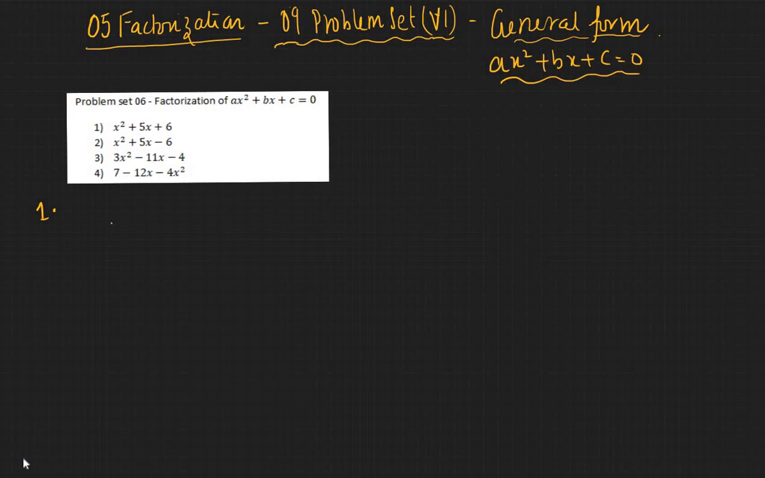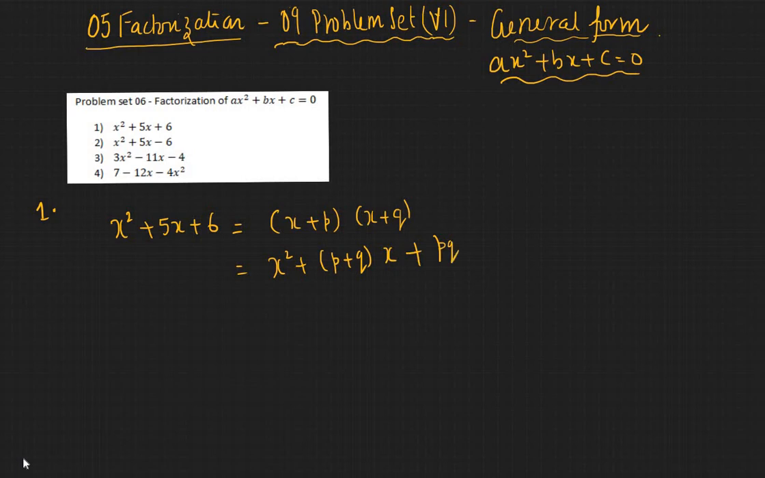So if you have, let's say, x squared plus 5x plus 6, let's assume that this can be written in the form (x plus p) into (x plus q), and this amounts to x squared plus (p plus q) into x plus pq. So you have p into x and q into x. So let me expand it properly: x into x and x into q plus p into x plus pq.